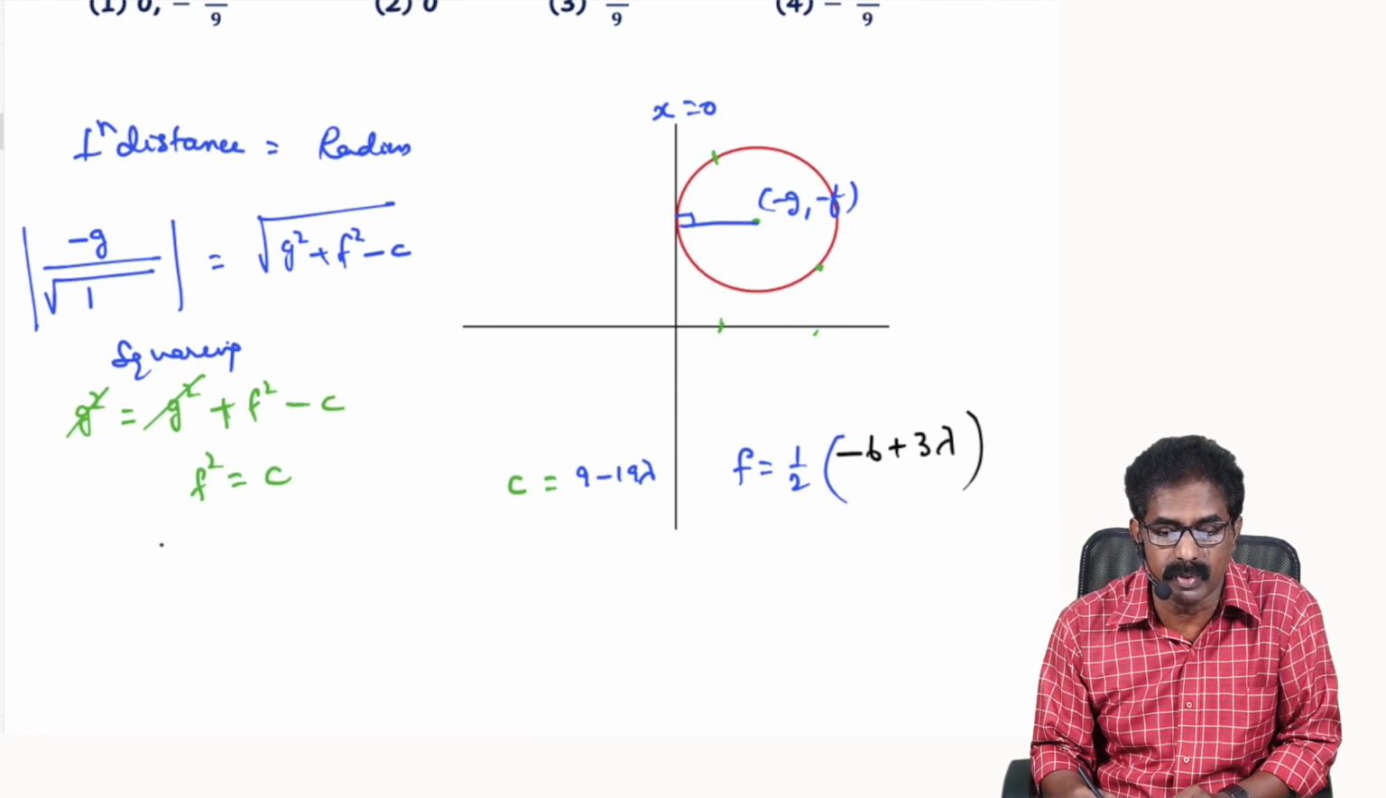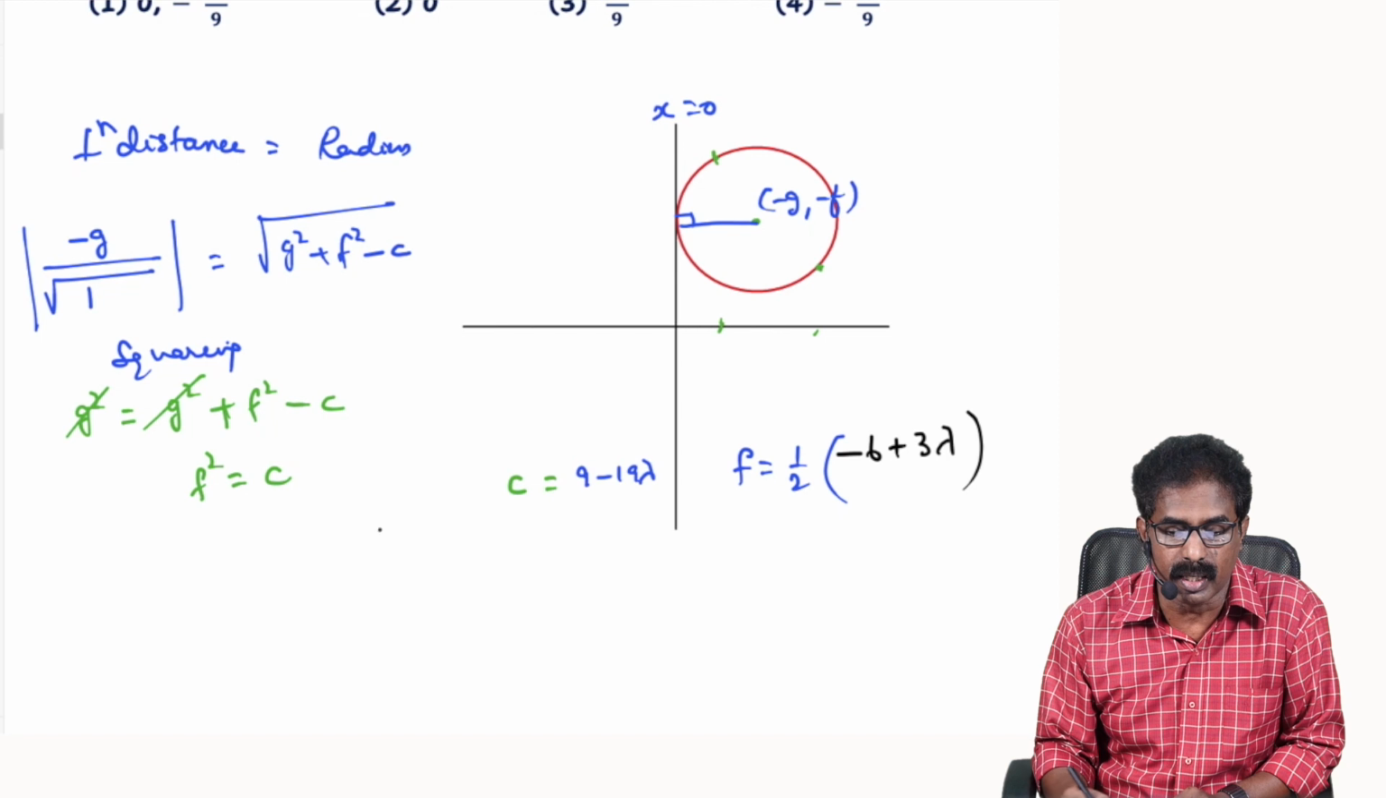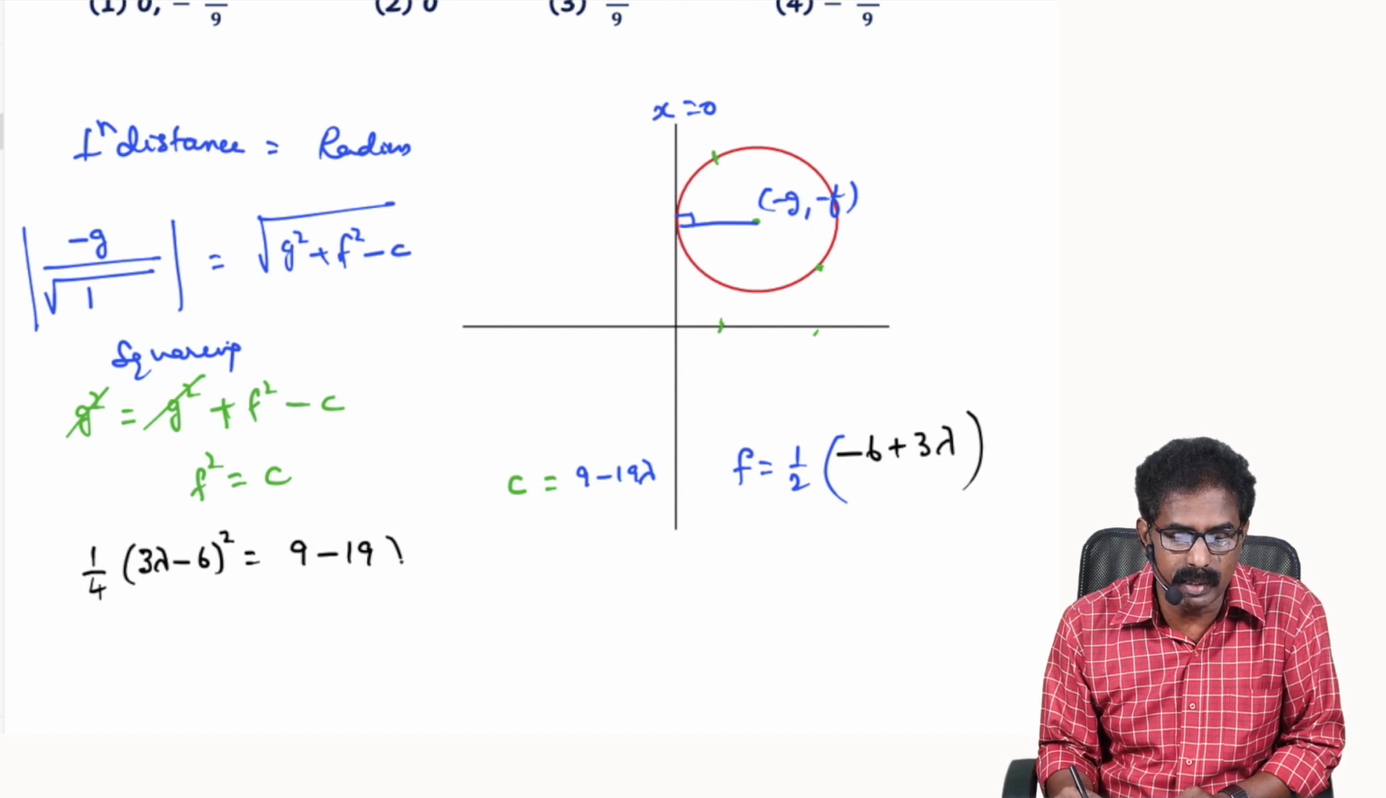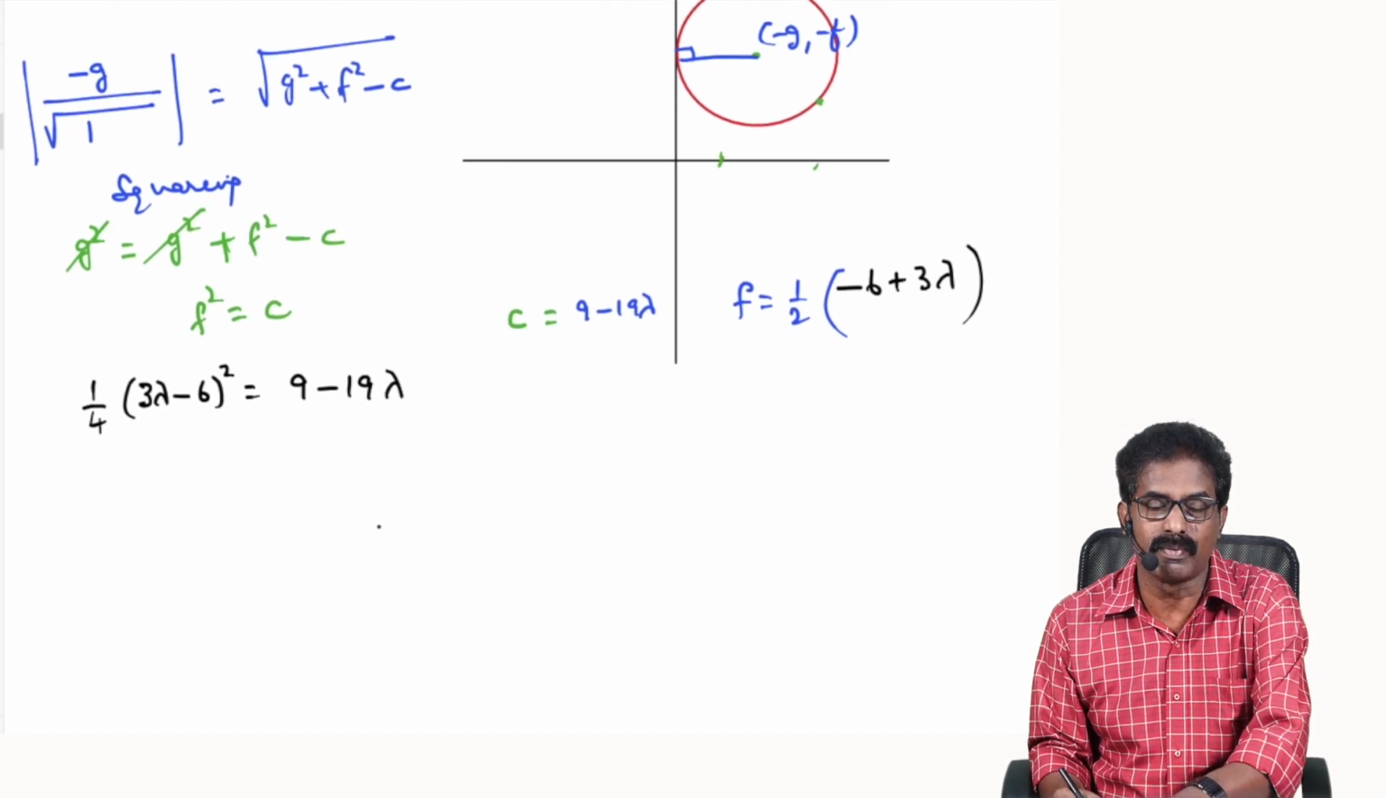F square. F square means 1 by 4, right? 1 by 2 square, 1 by 4 into minus 6 plus 3 lambda, write the positive value first. 3 lambda minus 6 the whole square equal to C. What is C value? 9 minus 19 lambda. Now you simplify, you can find lambda value.